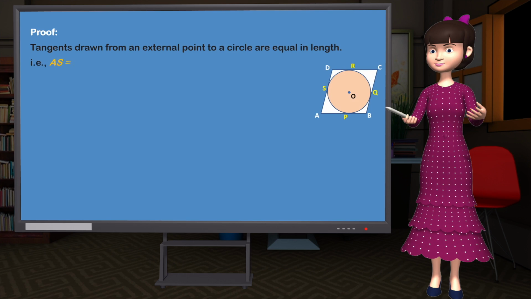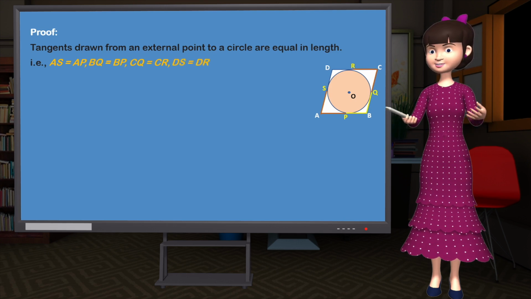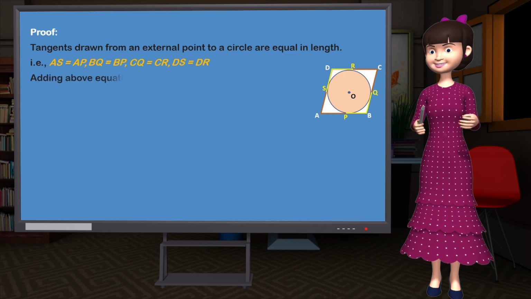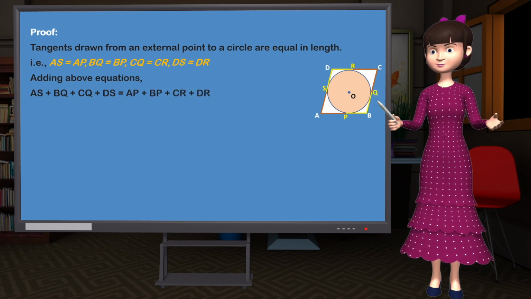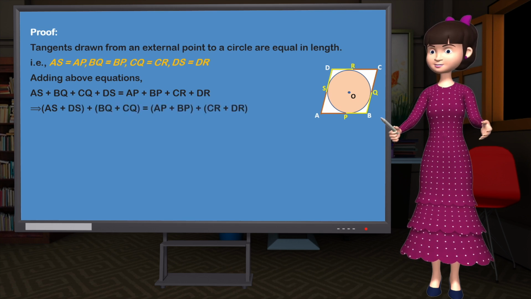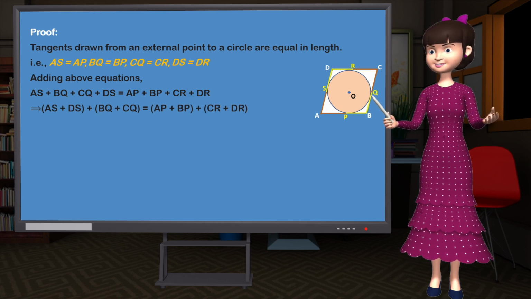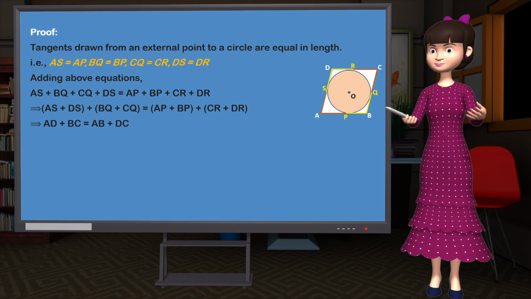That is, AS is equal to AP, BQ is equal to BP, CQ is equal to CR, DS is equal to DR. Adding the above equations, AS plus BQ plus CQ plus DS is equal to AP plus BP plus CR plus DR. Rearranging these, we get AS plus DS plus BQ plus CQ is equal to AP plus BP plus CR plus DR. This implies AD plus BC is equal to AB plus DC.